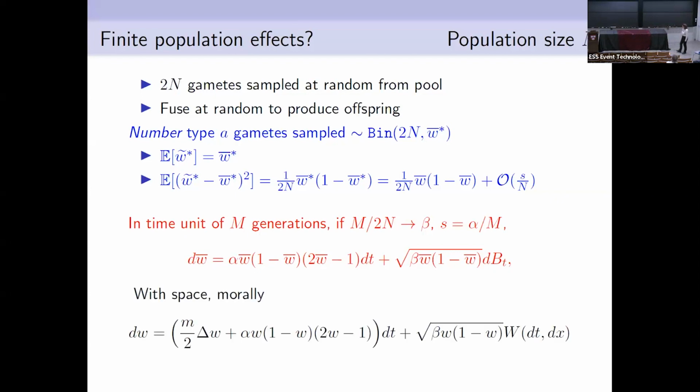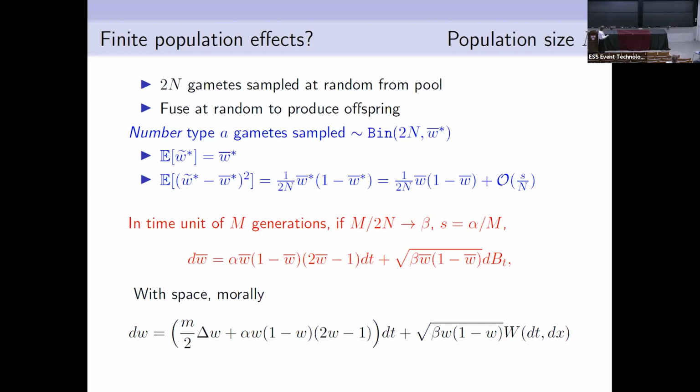But what we would like to do, of course, is add noise, add space to that, add spatial motion to that. And morally, what we would do, so I should emphasize that, of course, this is the term that we saw before. And this stochastic term comes entirely from the fact that we've got a finite population effect. We're sampling individuals at random. It's random reproduction of individuals in a finite population. And morally, we'd like to just add some spatial motion onto here.